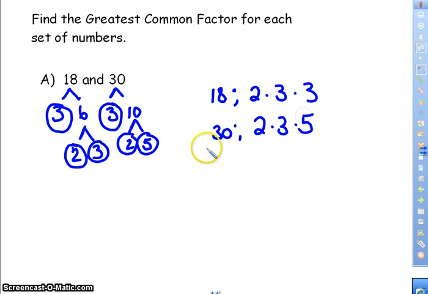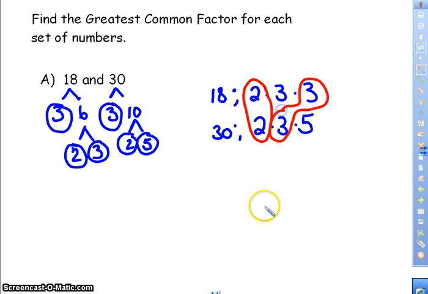And you notice how I always put them in numerical order, so it's easier for me to see. Okay, keep my 2's together, my 3's together. Okay, now I'm circling all numbers they have in common. So they have a 2 and a set of 3's in common. So I'm going to take 2 times 3, which is 6.